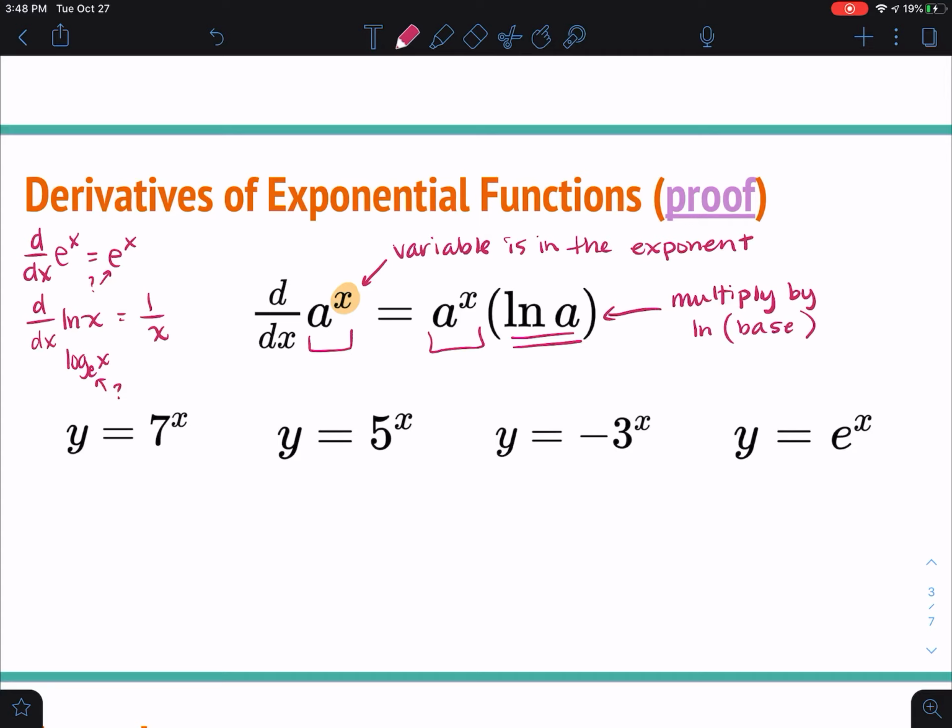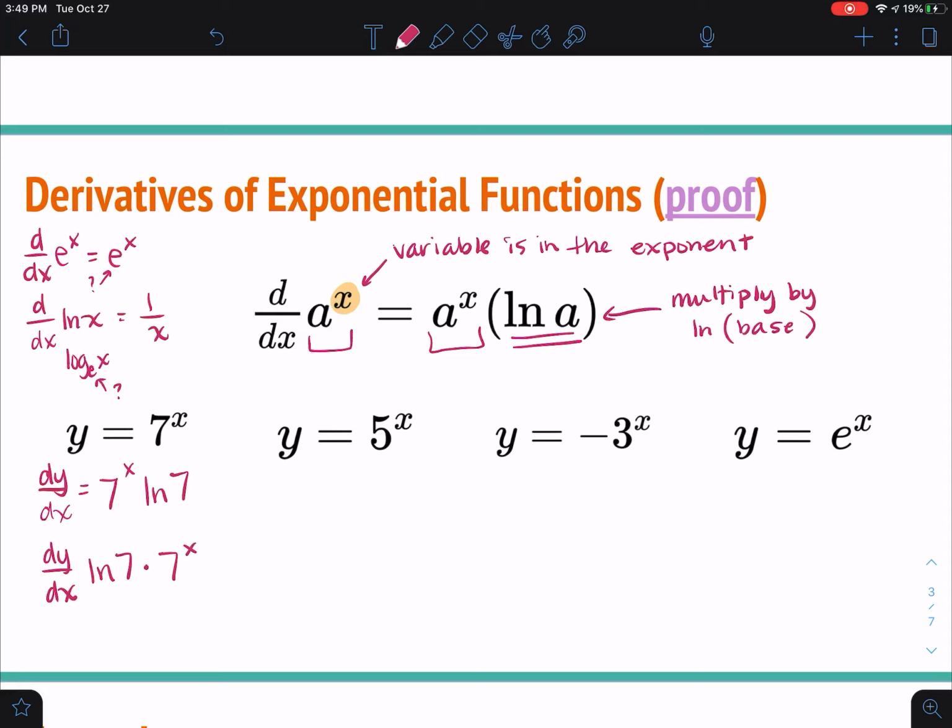So if I have y equals 7 to the x, I'm going to find the derivative, okay? I know it's going to stay the same, kind of like e to the x, but then I just have to multiply by the ln, or the natural log, of the base, okay? Now, you might see it written this way, ln of 7 times 7 to the x. They're both the same thing, okay?